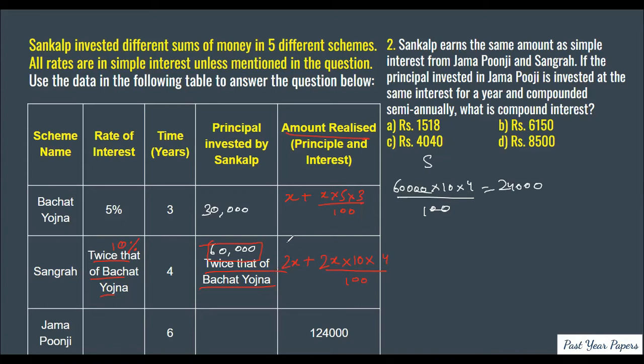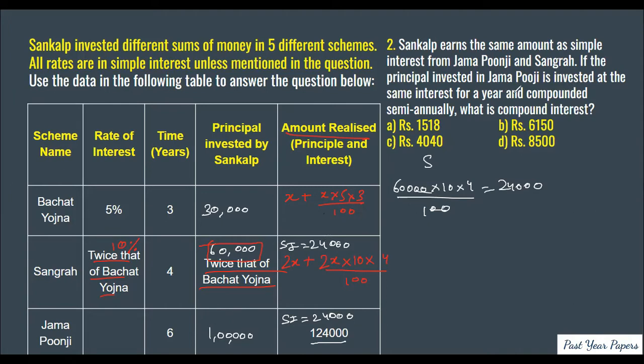Now the question says that the simple interest is same for Jama Punji and Sangraha. So simple interest here is 24,000. Here also simple interest will be 24,000. Now please think carefully. If simple interest is 24,000 and amount is 1,24,000, what will be the principal? Principal will be amount minus simple interest. That will be 1 lakh. This is how we need to find the value of principal. I hope you remember the very first slide that I showed you, in which all these values were mentioned. But that was not correct. We need to find these values using these questions.